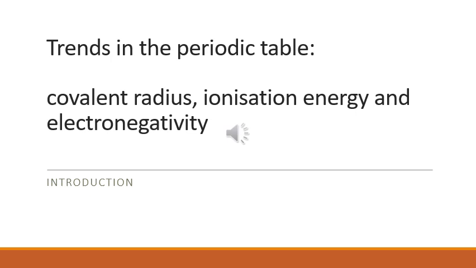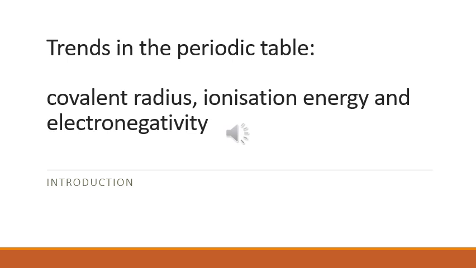This is a little introduction to trends in the periodic table. What you're going to look at in the notes is the trends in the periodic table in 3 different factors: covalent radius of the elements, ionization energy of the elements, and electronegativity of the elements. These are 3 terms you haven't come across before, but like I say, you look at each one in turn and you'll need to make sure you can remember the definition of all 3 once you have studied them.